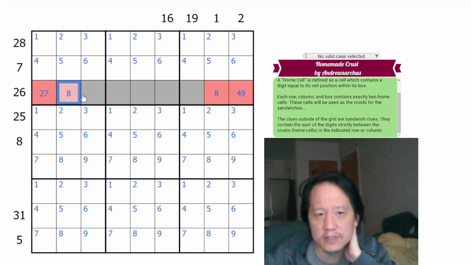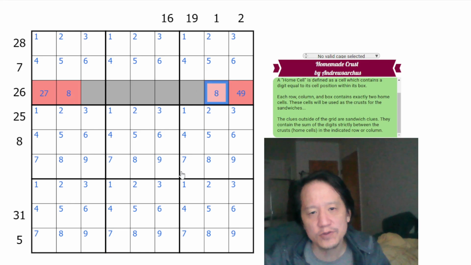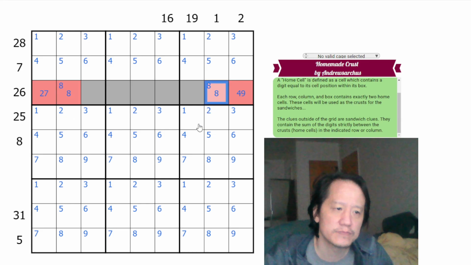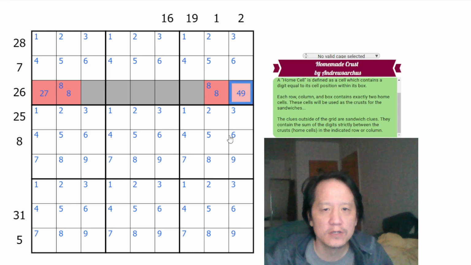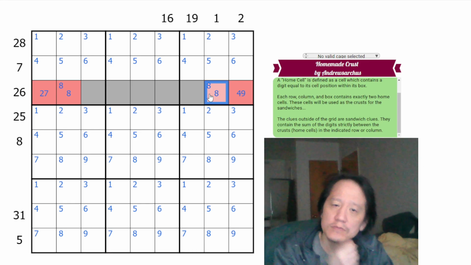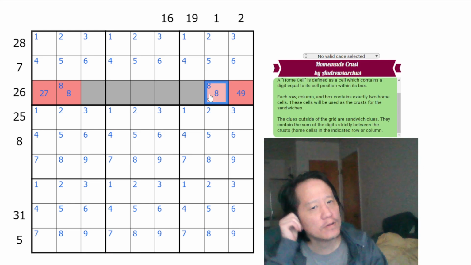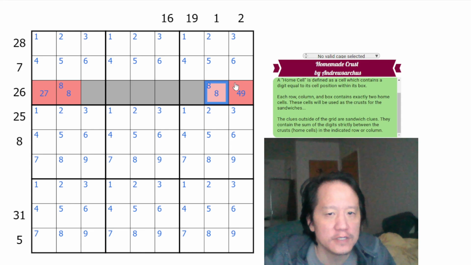So the 8 is always one of these two. So the 8 is always here, one of those two. The rest we don't know. So either this is the crust or this is the crust. Interesting. So that's for 26 in this row.